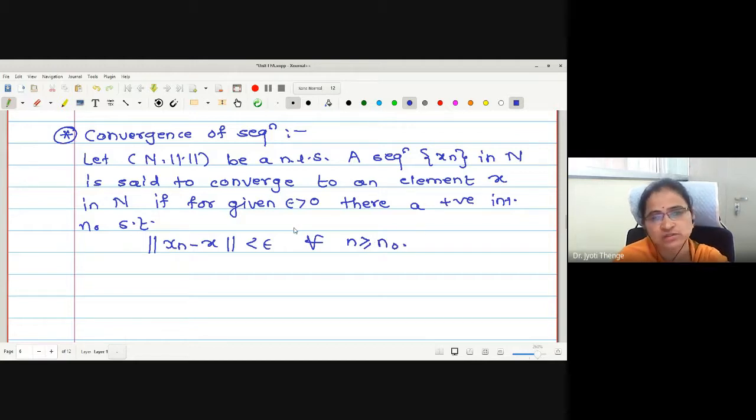Understood the change? What a simple change we have made. We have replaced that modulus by norm because we are now in normed linear spaces. This is the first definition. The same definition I will write regarding the Cauchy sequence as well.